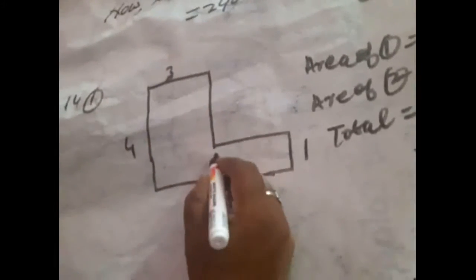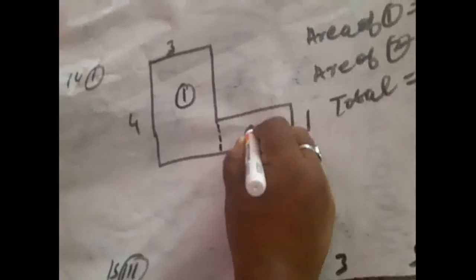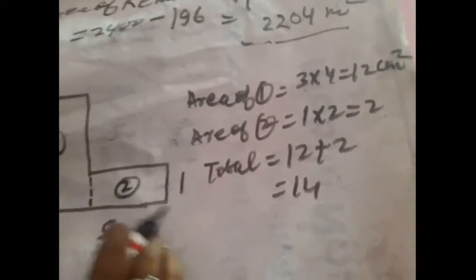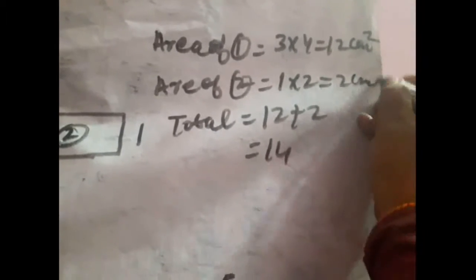The area of first... I got it. This is part 1 and this is part 2. Area of first part, 3 into 4 is equal to 12, because this is 3 and this is 4. So area of first part is equal to 12 centimeter square. This is the second part. Area of second part is equal to 1 into 2, which is 2 centimeter square.